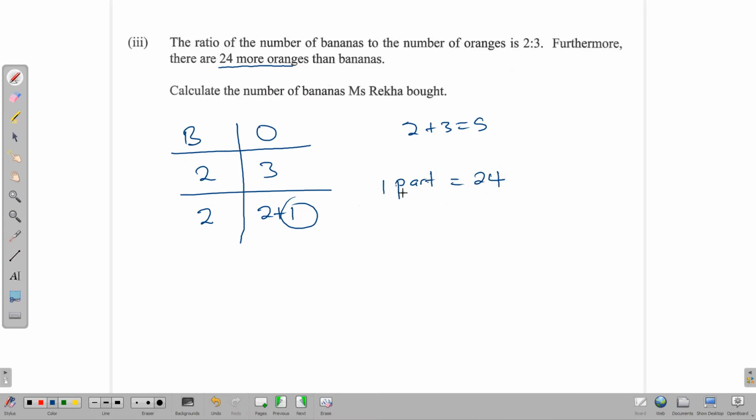And since we know that 1 part of the ratio is 24, and bananas takes up 2 parts out of the 5, then we can simply go ahead and multiply by 2. 2 fours are 8, and 2 twos are 4. So there would be 48 bananas. 48 bananas were bought. Now, the question had previously told us the weight of the bananas, but it didn't tell us the number. So 48 bananas were bought.